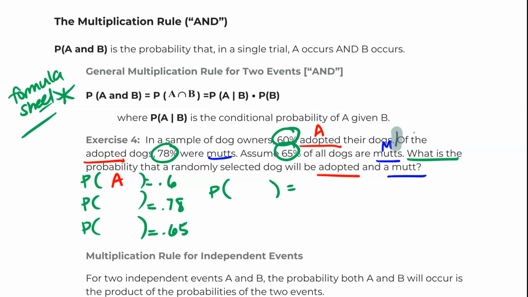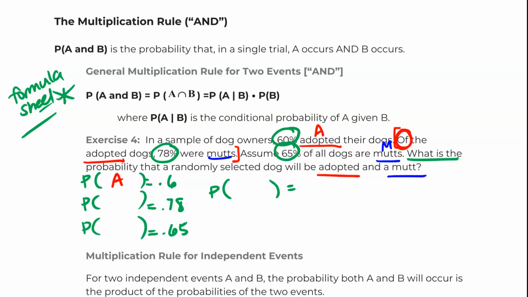So I want you to take a moment and decide what that 78% is, because in this sentence, right, we have both mutt and adopted there. They're both there. Now the question is, what is the key word that lets us know what the heck we're doing in this sentence?